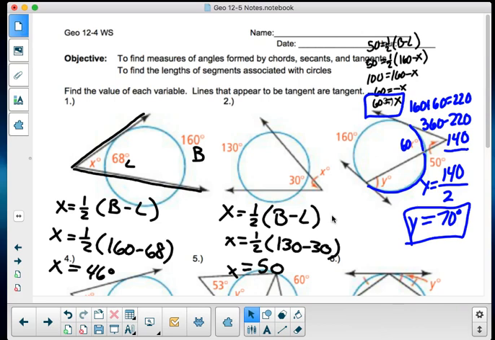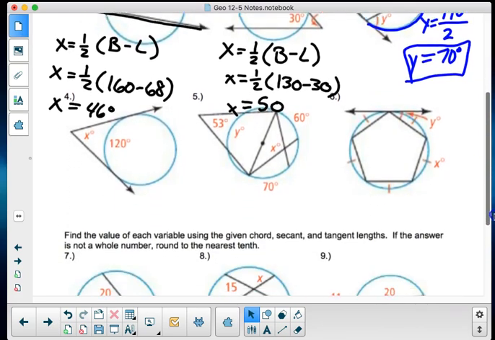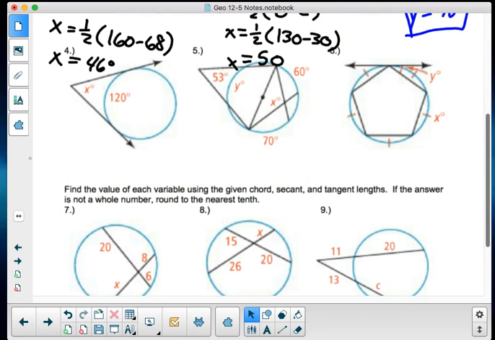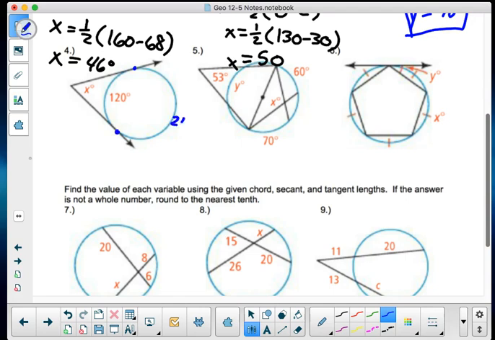Now going on to number 4. Okay, there's a couple ways I can do number 4. So I've got this here. This is 240 degrees because that's 360 minus 120. Okay, and now I got big minus little again. 240 minus 120 divided by 2 is equal to my x. So this is going to be 60 degrees.